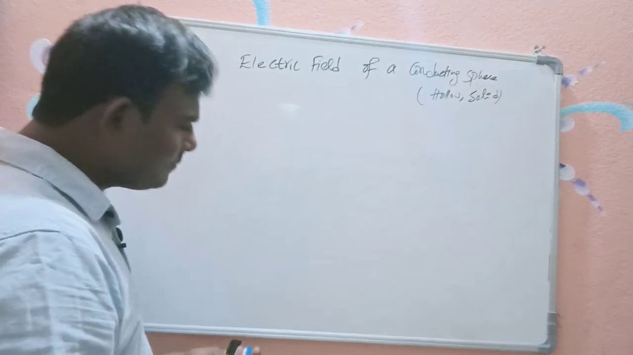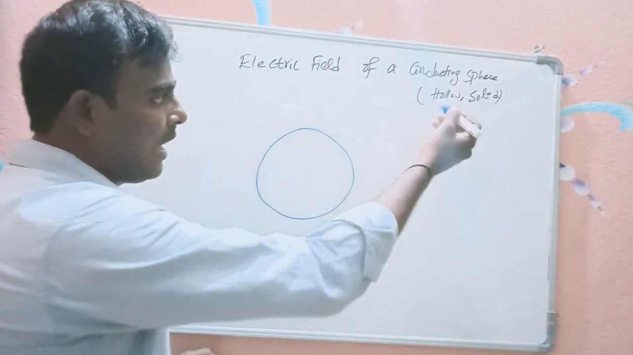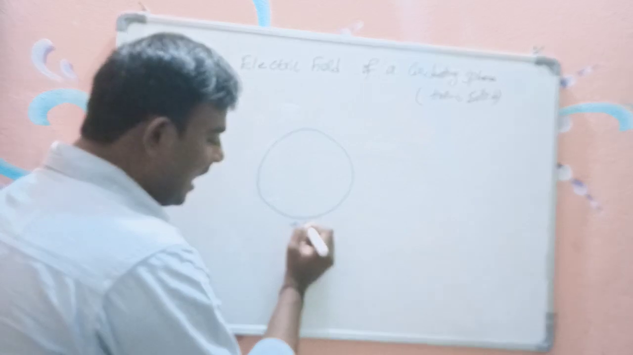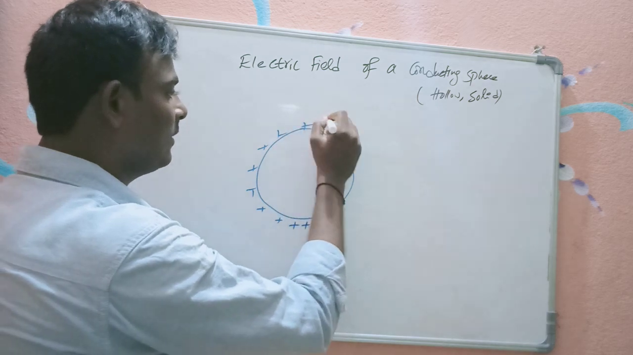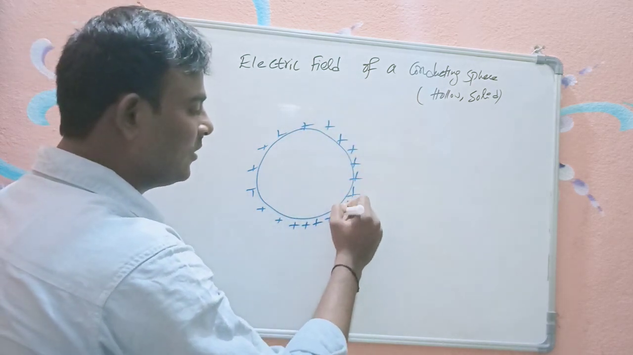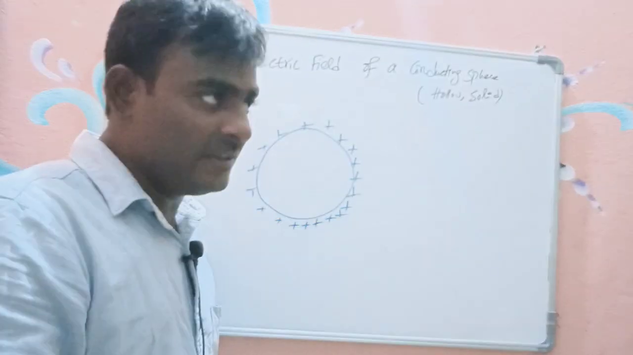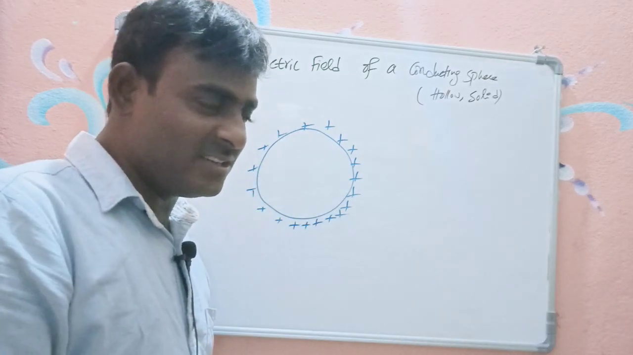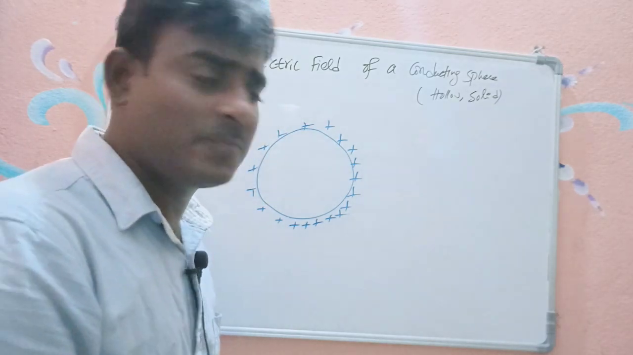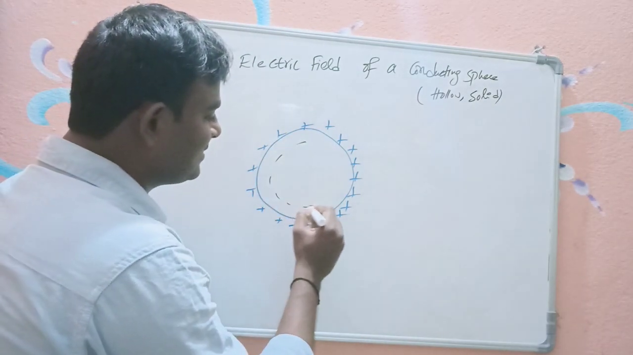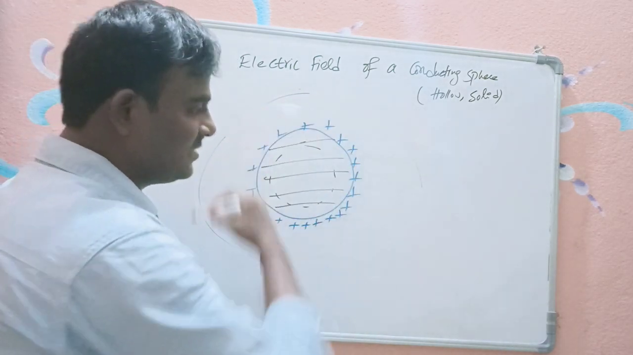Now here I am considering a sphere. It may be hollow or solid. The charge is uniformly distributed on the surface of the sphere, so I am considering a positive charge uniformly distributed on the surface. Now for a sphere, how can we find the field? In order to find the field, we need to consider all the regions related to this sphere. One is the region inside the sphere, and another is the region outside the sphere.